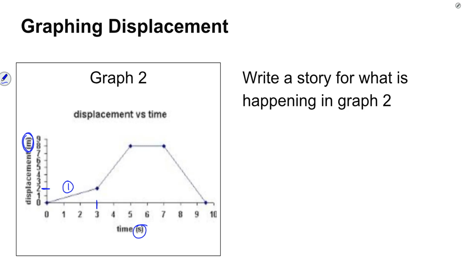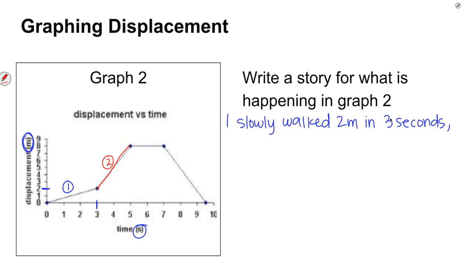Now notice that my slope is pretty flat, so I went slowly. So I'm going to say I slowly walked 2 meters in 3 seconds. Next, this is my second part. I'm still walking, but I can see that my slope is greater, which means that I'm walking quicker.